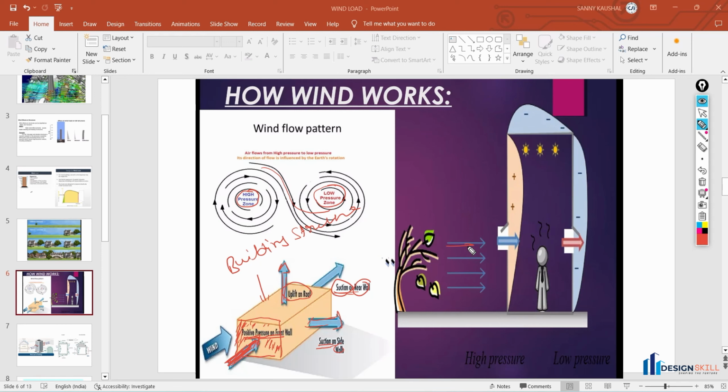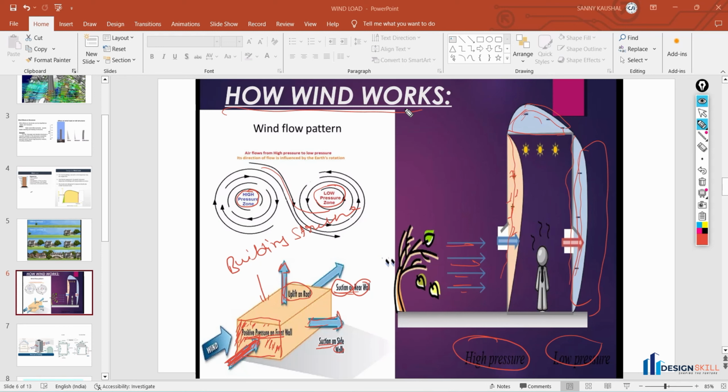So this is the wind flow here, and the positive sign reflects that this is the positive pressure applied on this wall, and this is the negative pressure applied on the rear wall, and also this is the negative pressure applied, causing uplift here on the top of the roof. So high pressure is created here, and low pressure is created at this position. So this is how the wind works.